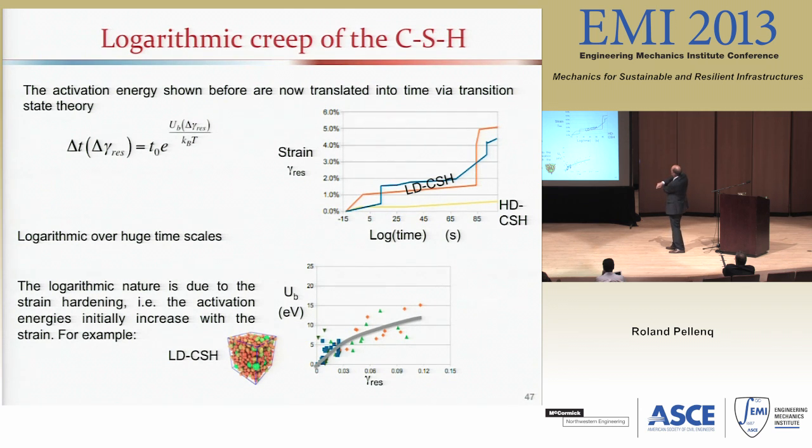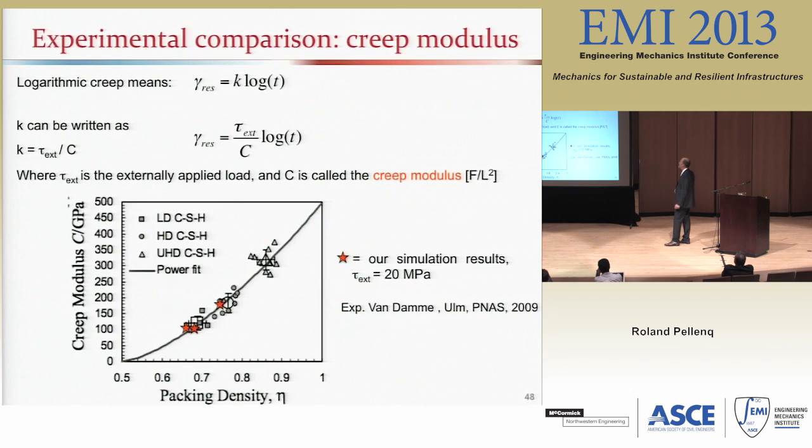We just invert the relation, so we have gamma res as a function of time, and you can see that for low density CSH, we have this kind of curve with a very long portion that is linear in time. So we do find linear logarithmic behavior in time. And the reason for this is because the activation energy increases with strain.